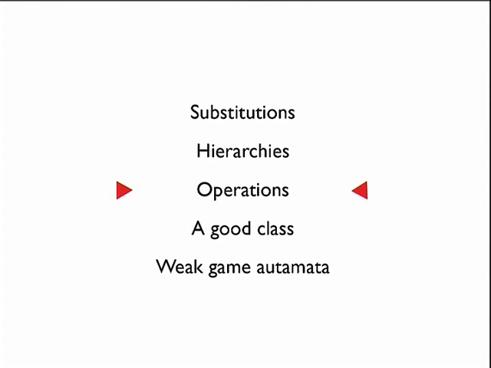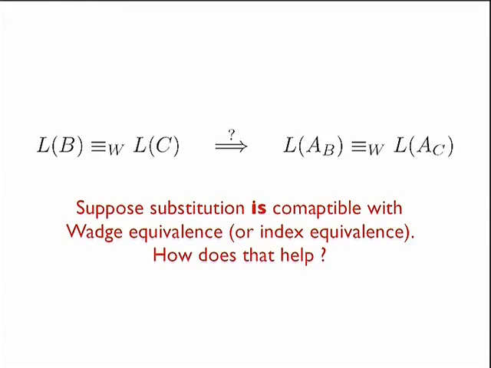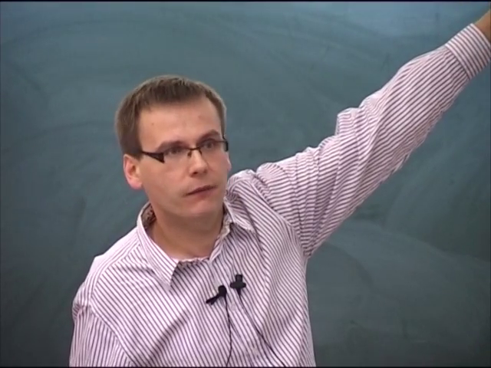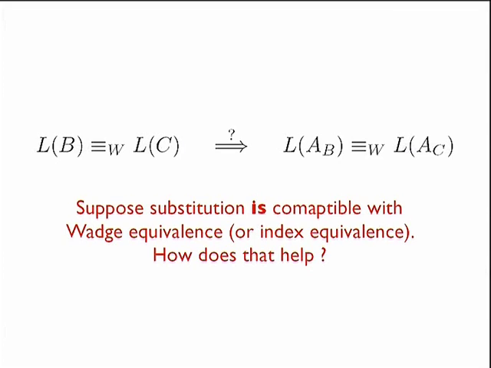Now, you might ask, okay, so I want to solve this problem. Why did I start from substitutions? Why would substitutions help? So imagine that we have this property. Suppose that if I take two automata, B and C, such that the languages recognized are wedge equivalent, then when I substitute, the obtained languages are also equivalent.